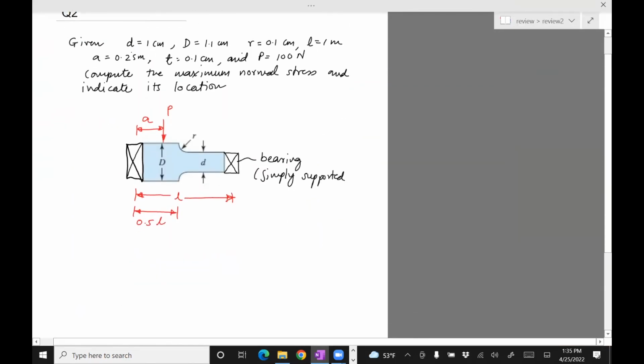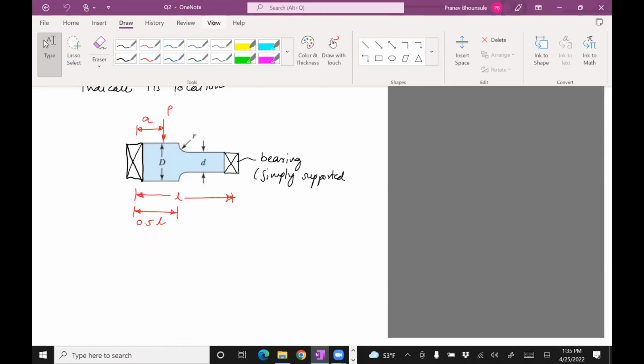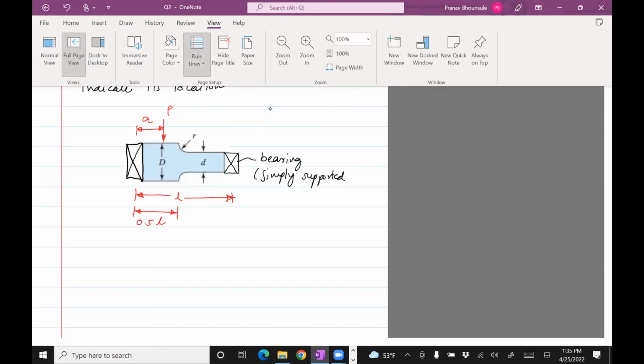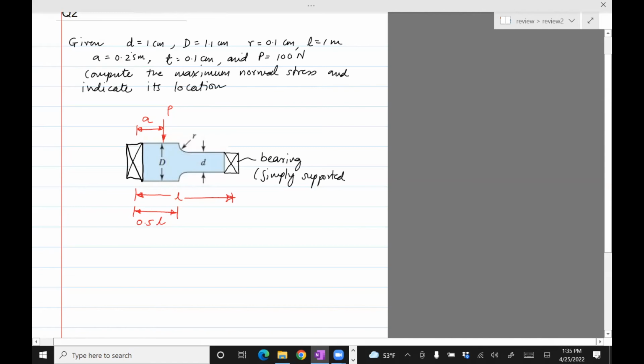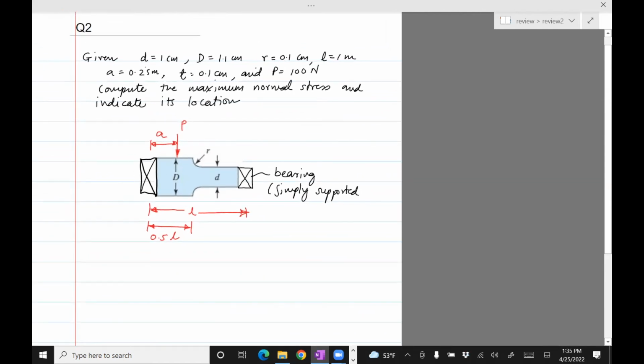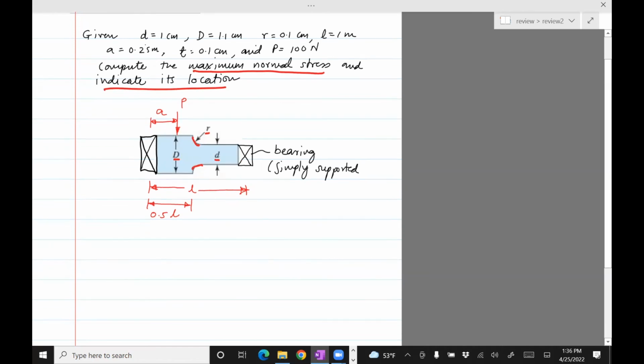Okay, so here is, I think, an interesting question in terms of deriving some things about stress concentration. Here we are given capital D, small d, and some dimensions, A and L, with 0.5 L being where the stress concentration or the discontinuity is. And we're told to find the maximum normal stress and indicate its location. These are simply supported, so think of this like a beam.